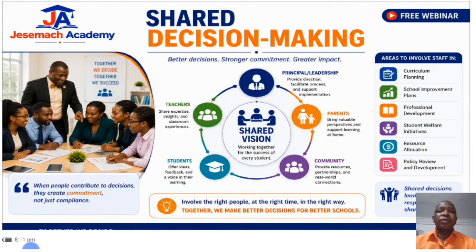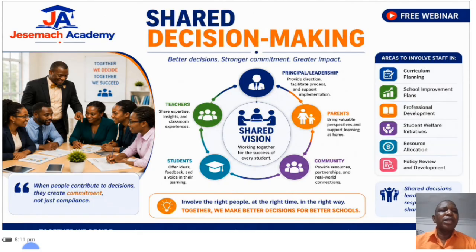Areas that involve staff. In the area of curriculum planning, involve them. They have opinion and perspective about it. Besides that, the school improvement plan. Involve them. Professional development. Some of them are even sent. You can even use them as resource persons to facilitate professional development programs for other staff. Then the area of resource allocation. It should be shared decision making in some areas.